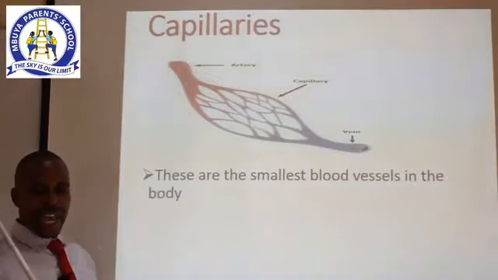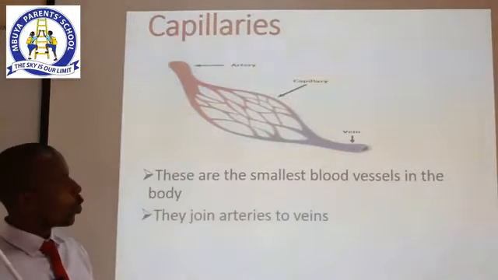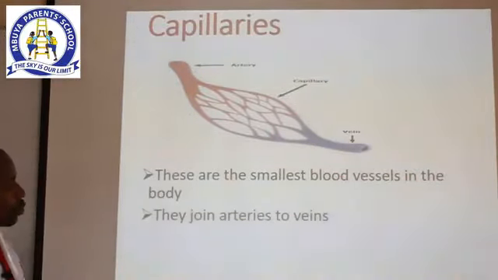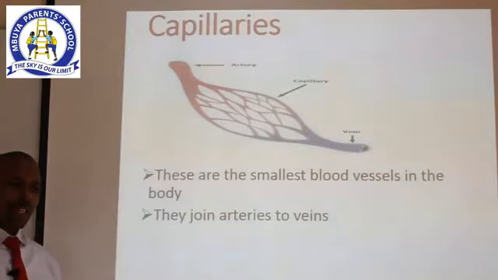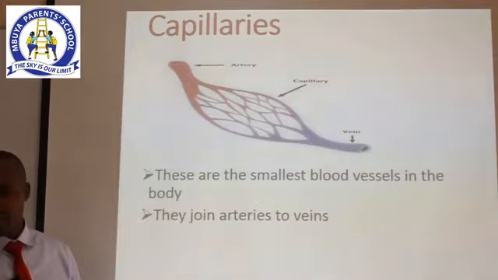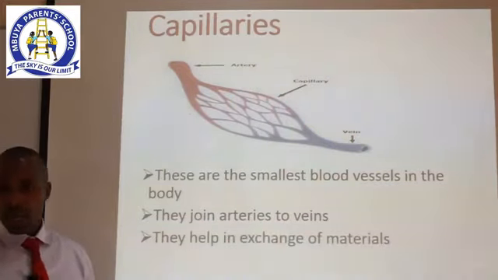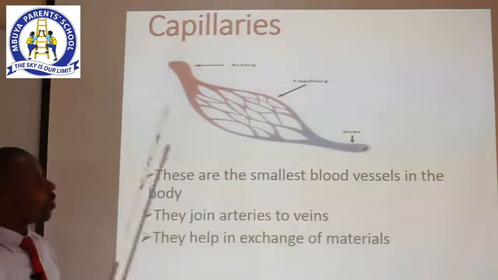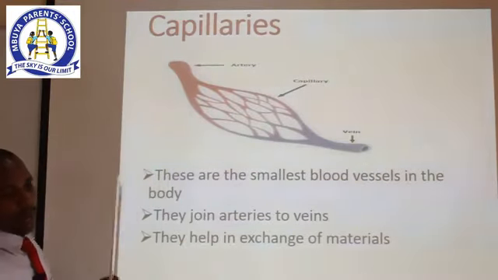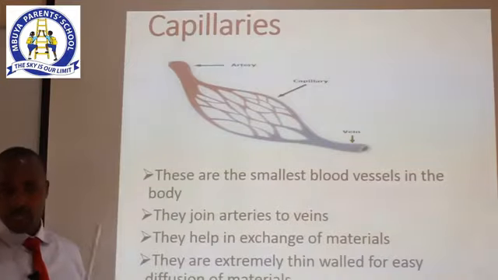They are extremely thin-walled so that they can allow the diffusion of different materials like digested food, carbon dioxide, and oxygen, because these are the ones found in the body organs.